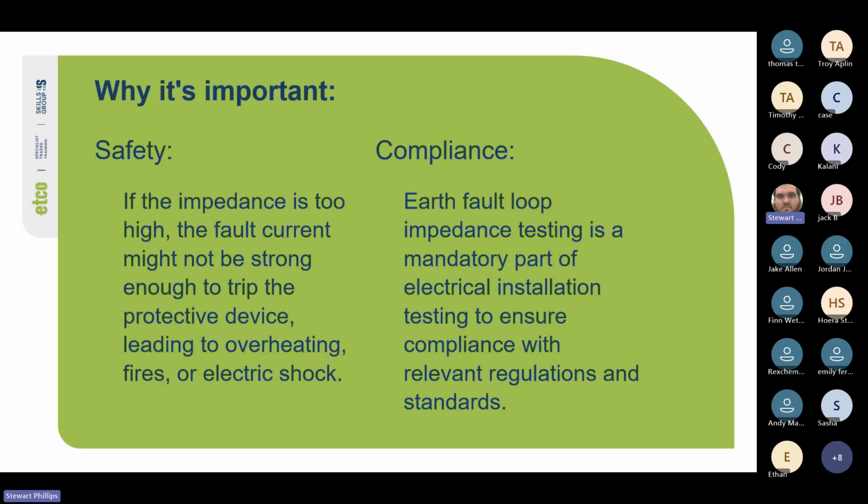So why is it important? Safety reasons. If the impedance is too high, fault current might not be strong enough to trip the protective device, leading to overheating, fires, or electric shocks. And compliance. Earth fault loop impedance testing is a mandatory part of the electrical installation testing to ensure compliance with relevant regulations and standards, which is usually your first port of call, Section 8 of AS/NZS 3000, which is your verification. But depending on your situation, whether it be medical, high voltage, or dual generation, there may be other requirements that you have to meet as part of that.